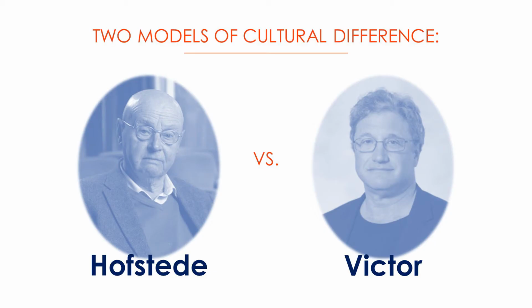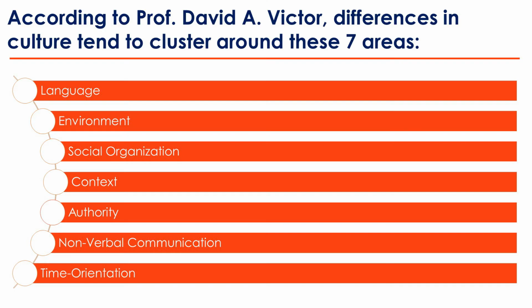Now, to help prepare you for the kinds of research that you need to do to be effective international communicators, I want to introduce you to two models of cultural difference associated with the scholars Hofstede and Victor. Let's take a look at Victor's model first. Now, according to Professor David A. Victor, differences in culture tend to cluster around the following 7 areas.